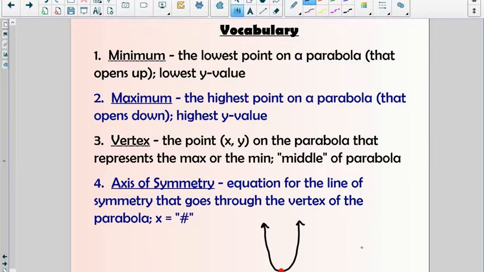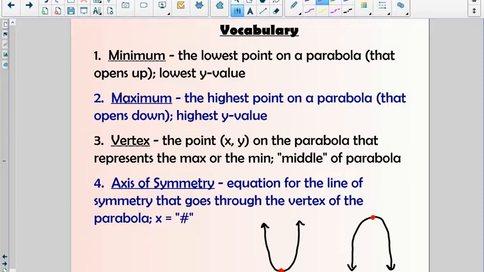If we have a parabola that opens down, like this one, it would never have a minimum or a lowest point because those arms continue down forever. They never end. So instead, a parabola that opens down has a maximum or a highest point on the parabola. And we can identify the minimum or the maximum by its y value or y coordinate of that point.